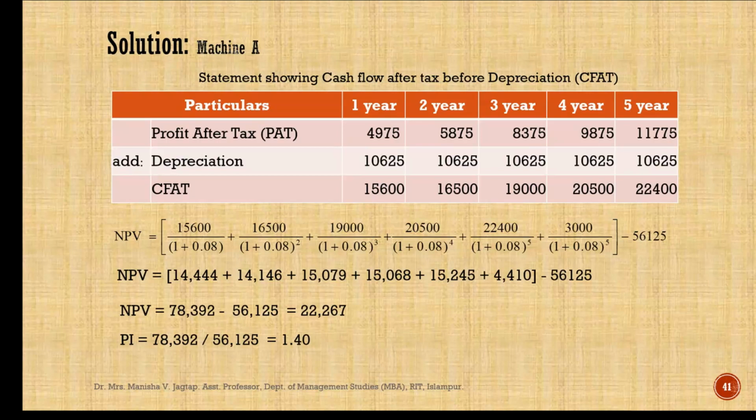But we have machine B for comparison. So let us first calculate NPV and PI for machine B. Then we will compare the two, and after that we will suggest the company which one is beneficial, which one is profitable to the company. So let us see the calculation concerning machine B.